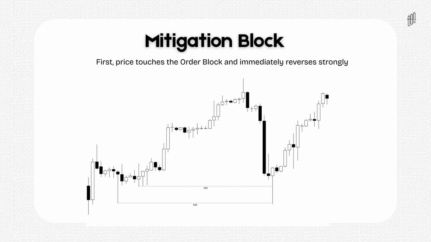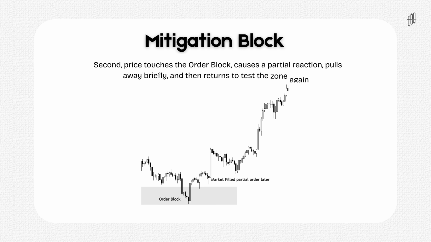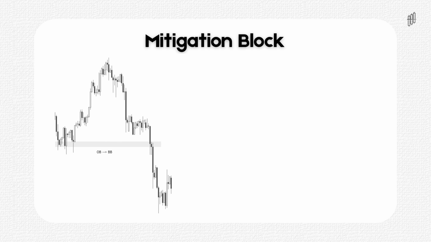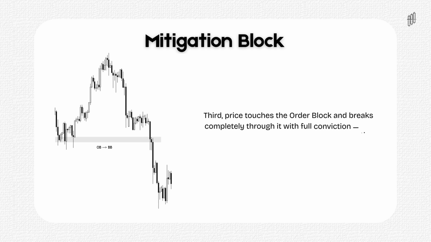Second, price touches the order block, causes a partial reaction, pulls away briefly, and then returns to test the zone again. This partial first test has mitigated some of the institutional orders sitting in the zone, but not all of them. The zone has been partially mitigated. What remains of that zone after the partial test is your mitigation block. Third, price touches the order block and breaks completely through it with full conviction. The zone is fully invalidated and becomes a breaker block, as described above.